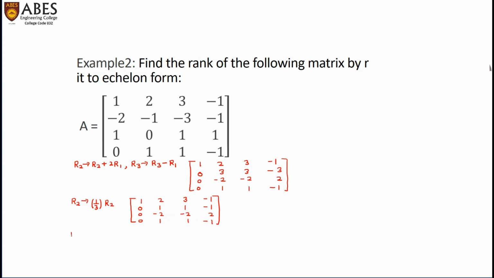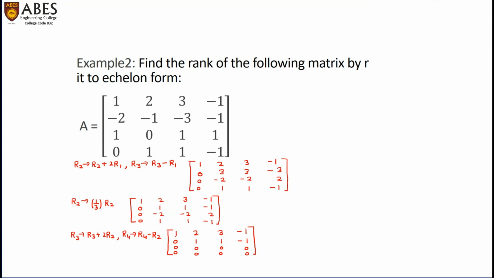The next operation is R3 replaced by R3 plus 2R2, and R4 replaced by R4 minus R2. We get 1, 2, 3, minus 1; 0, 1, 1, minus 1; 0, 0, 0, 0; 0, 0, 0, 0. Again, it is an echelon form.